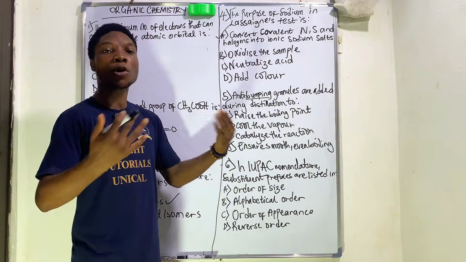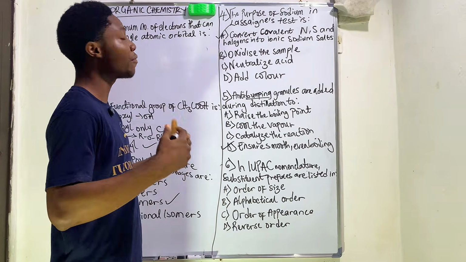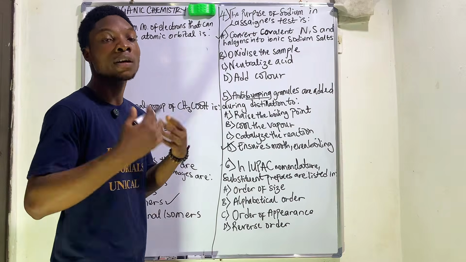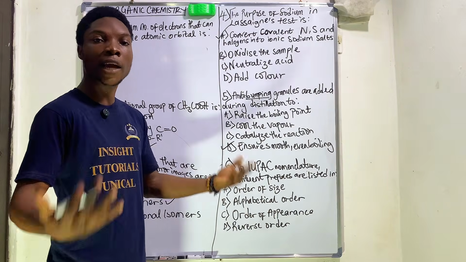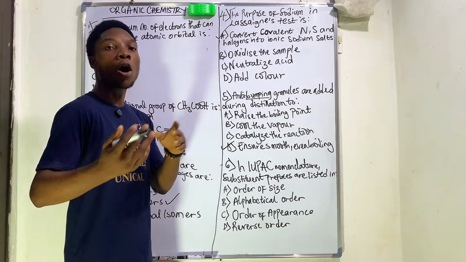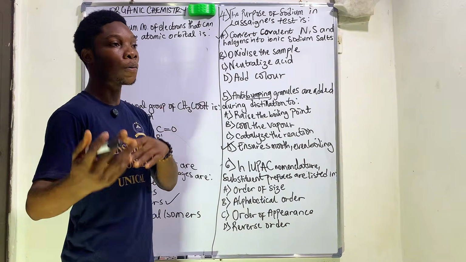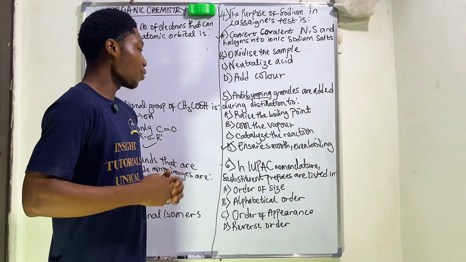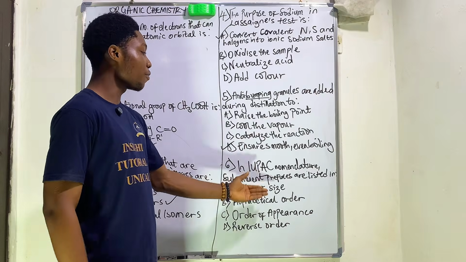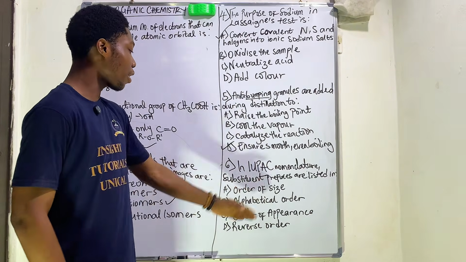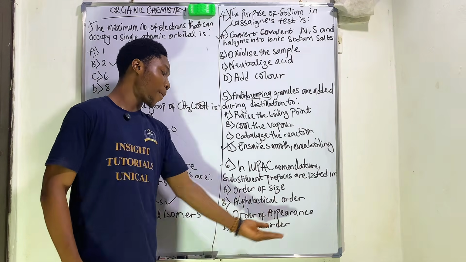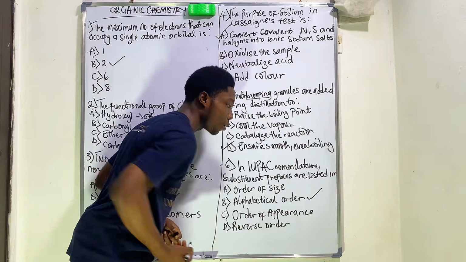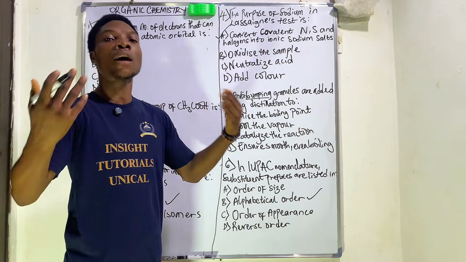So supposing you have more than one prefix, for example, a compound where there's more than one substituent, like bromine, chlorine, and also fluorine, sometimes there could be nitrogen, right? So all these substituents have to be written as prefixes to the parent name. So this question is asking, how are these prefixes listed? Is it in order of size, alphabetical order, order of appearance, or reverse order? The correct answer is alphabetical order. So the prefixes are written in alphabetical order.